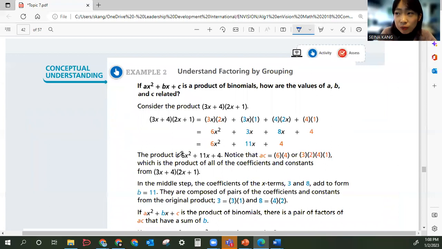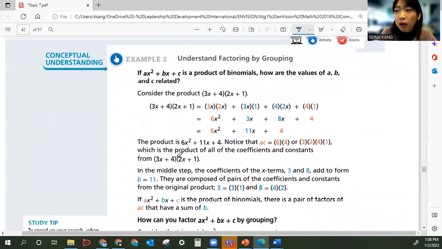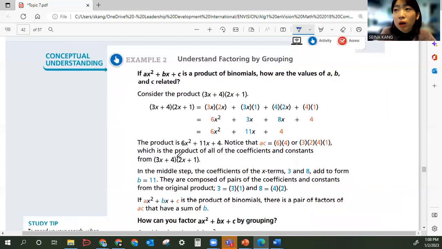Understand factoring by grouping. All right. So now we have the same form, ax² plus bx plus c. What if you can't really factor it out and simplify the trinomial? We're going to learn something called factoring by grouping. We're going to look at the values a, b, and c and how they're related.